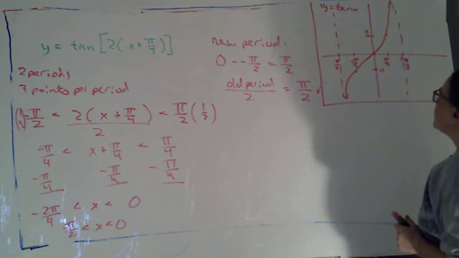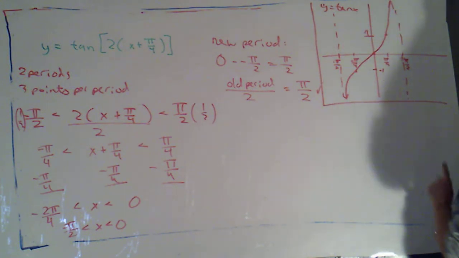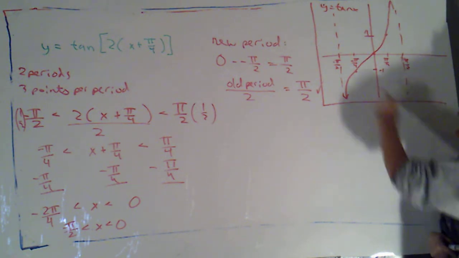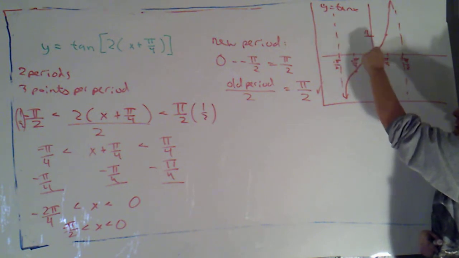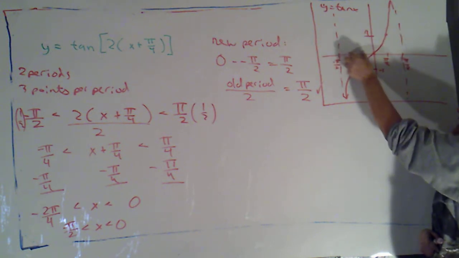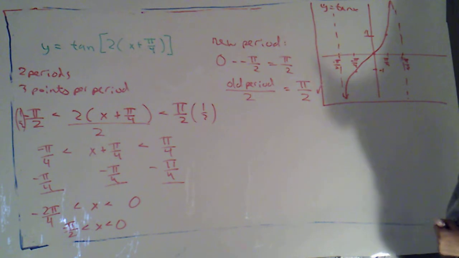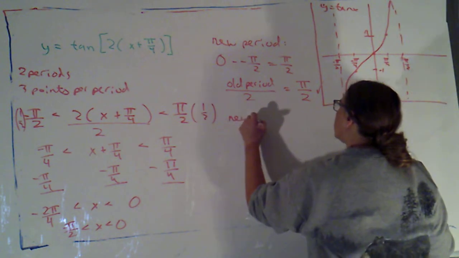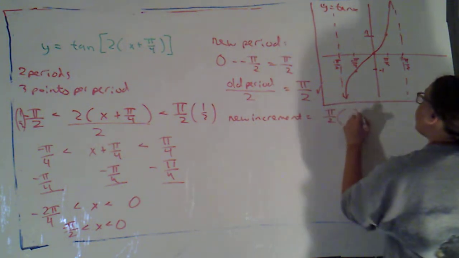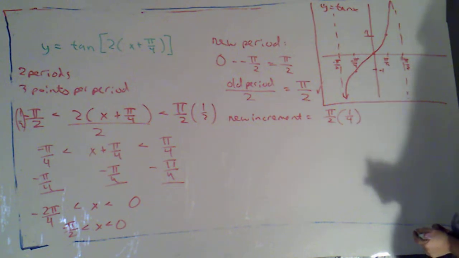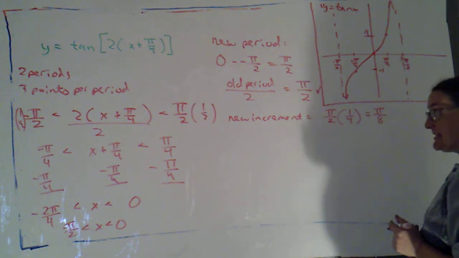Okay. So now, if I want to plot a period like this, notice, even though I'm not plotting quadrantal angles, by plotting an asymptote at my starting point, and then a midpoint, a 0, a midpoint, basically I'm still dividing this interval up into 4 pieces. They no longer correspond to quadrants, they correspond to half quadrants. But I can say, okay, so my new increment is going to be pi over 2 divided by 4, which means multiplying by 1/4. My new increment is pi over 8.